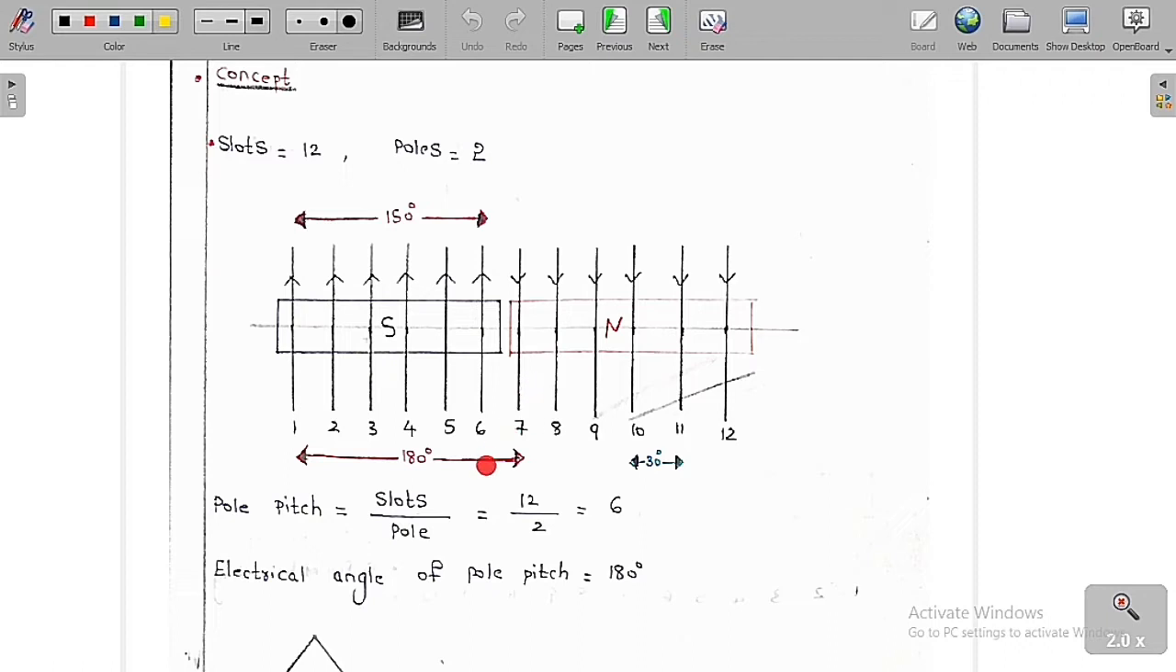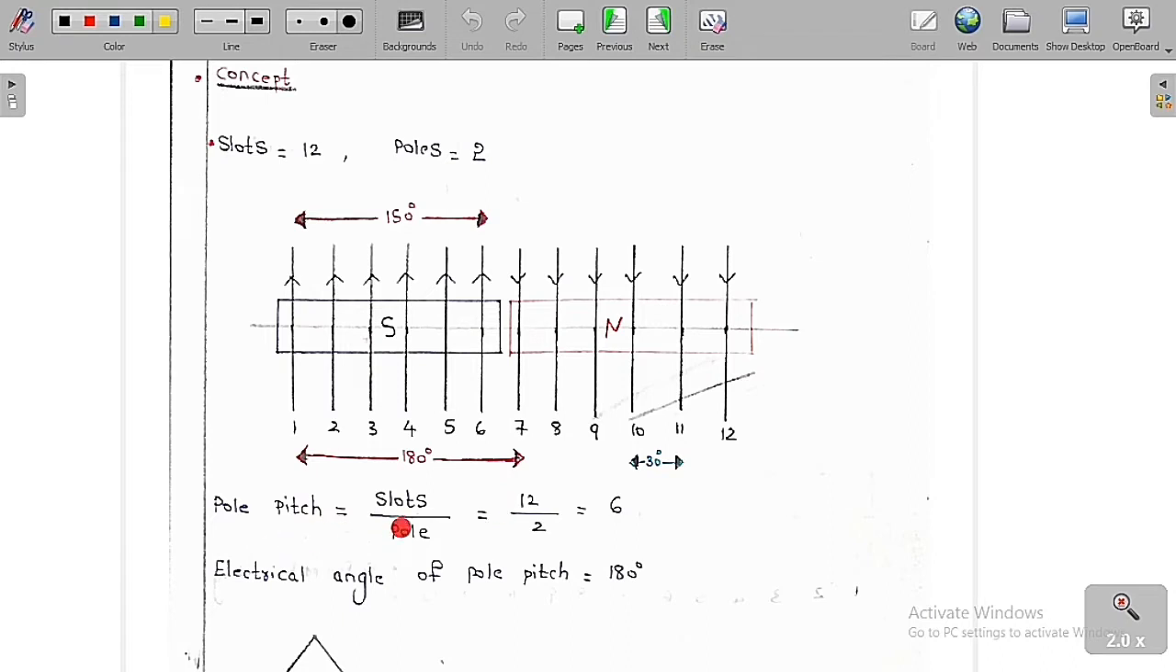And here the pole pitch has the electrical degree which is 180. The electrical angle of the pole pitch is always equal to 180 because electrical angle is equal to total number of poles by 2 into mechanical angle. So for the number of poles here being 2, it is 2 by 2 into the mechanical angle. So mechanical angle is equal to electrical angle in this case, which is equal to 180 degree.